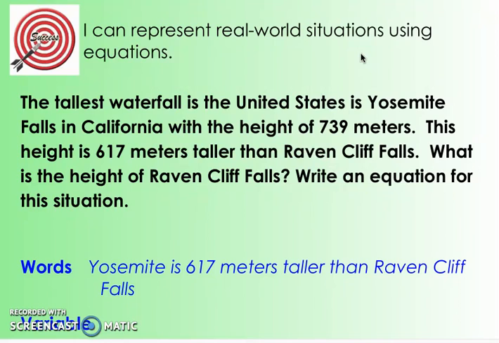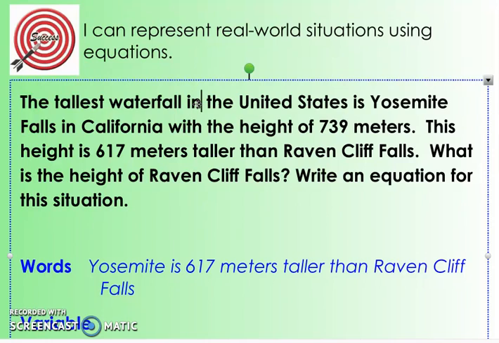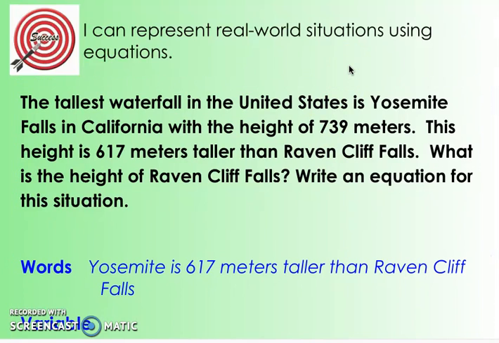And so here's our first word problem. It says the tallest waterfall in the United States is Yosemite Falls in California with the height of 739 meters. This height is 617 meters taller than Raven Cliff Falls. What is the height of Raven Cliff Falls? Write an equation for this situation.